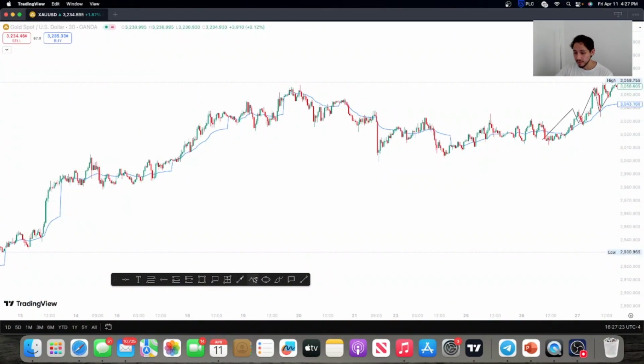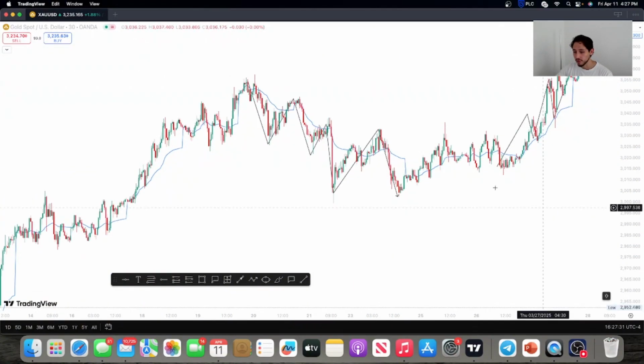Over here, we're now having a downtrend. We have a high point, lower high point, lower low point, lower high point, lower low point, lower high point, and lower low point. Simply see how the market structure literally repeats itself over and over again.